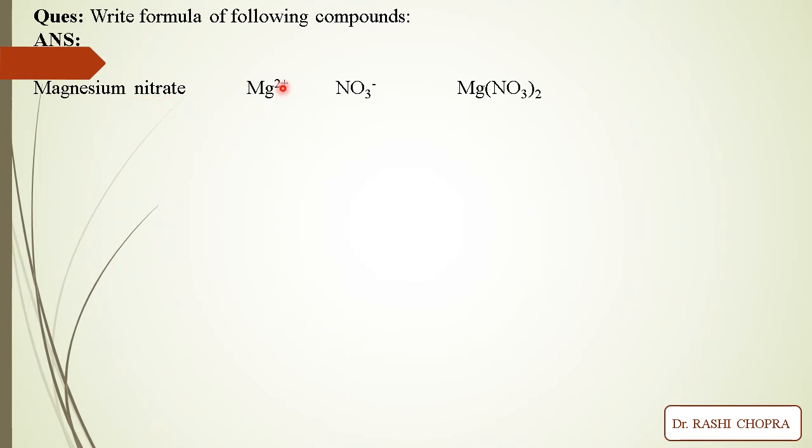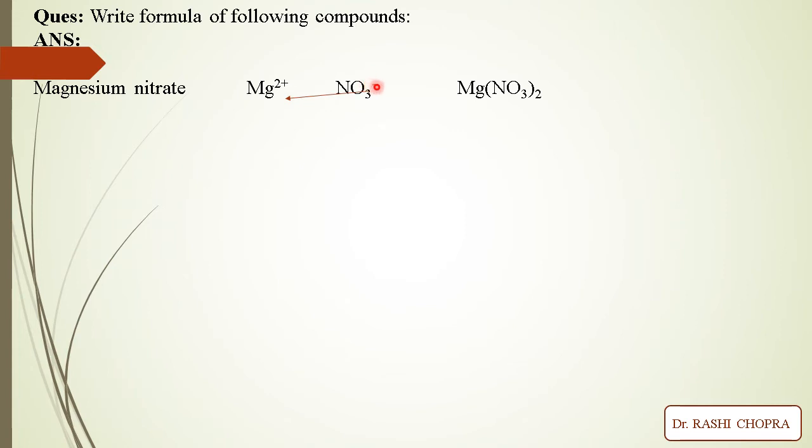So what we will do is write the symbol of magnesium with its charge. The symbol of magnesium is Mg. With charge it will have a 2 plus charge, as we have just discussed in the table. Nitrate is a polyatomic ion, written as NO3 minus 1, right? Minus 1 charge. Now, the numeric value of the charge: here it is minus 1, here it is 2 plus. So the numeric value on magnesium is 2, and the numeric value on NO3 is 1.